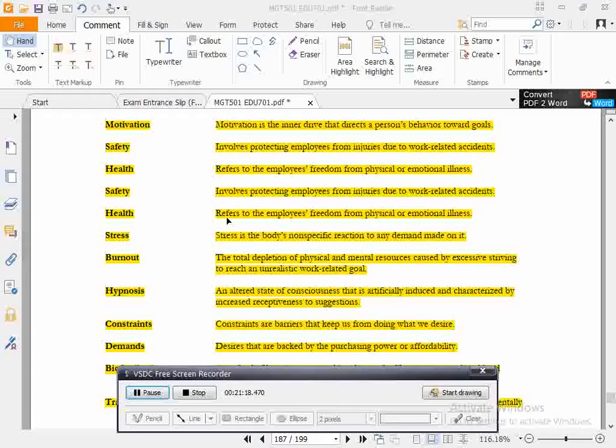Stress and health have come up again, okay, we'll leave that. Stress is the body's non-specific reaction to any demand made on it. Burnout: the total depletion of physical and mental resources caused by excessive striving to reach an unrealistic work-related goal.